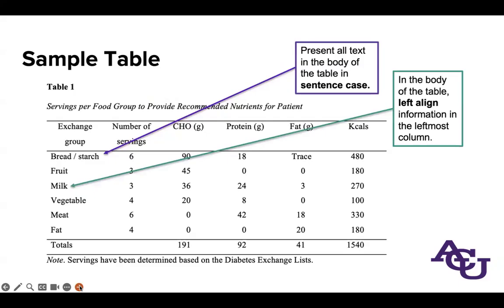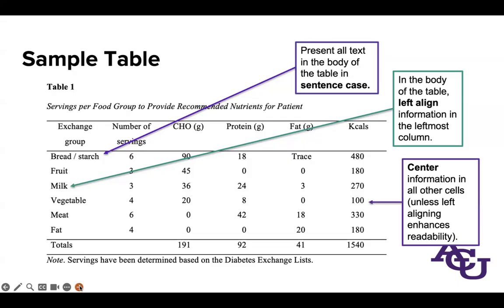In the body of the table, you need to make sure you left align the information in the leftmost column. So in the leftmost column, the heading is centered, but the text in the table itself is left aligned. So that's why bread and starch all the way down to totals is at the left margin.